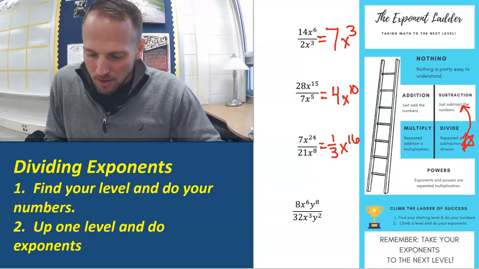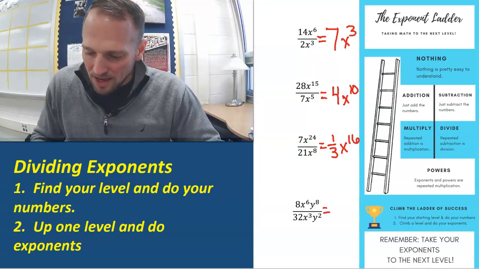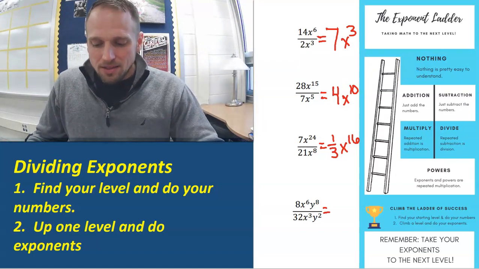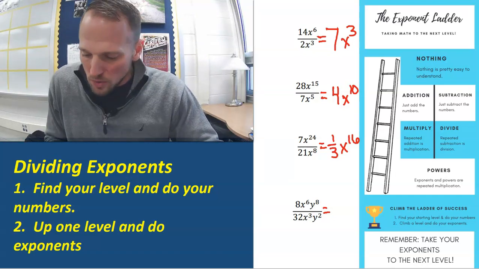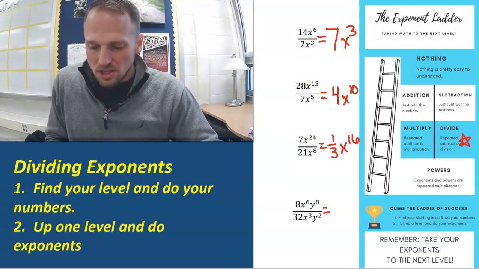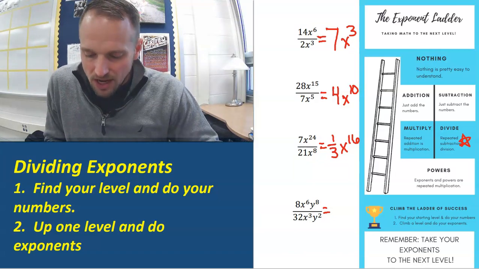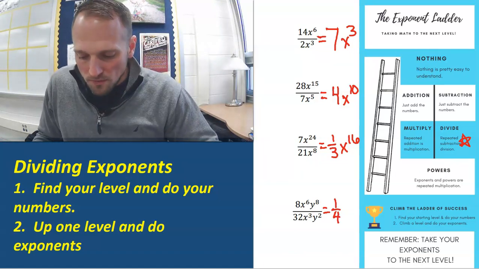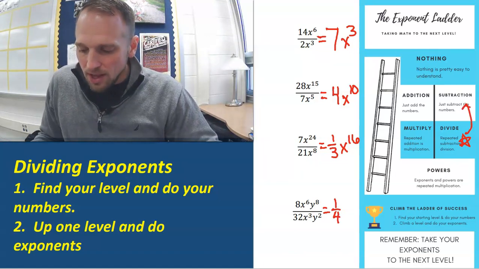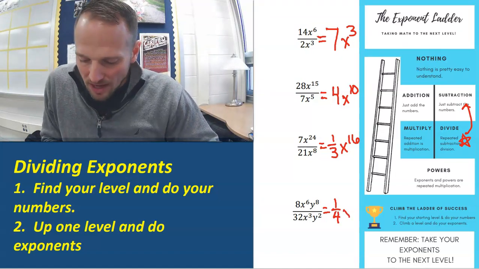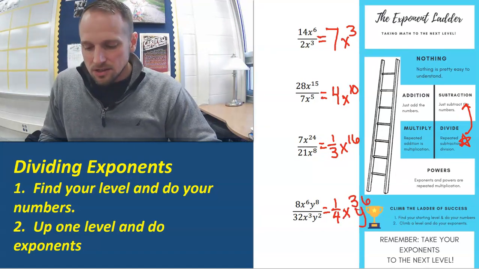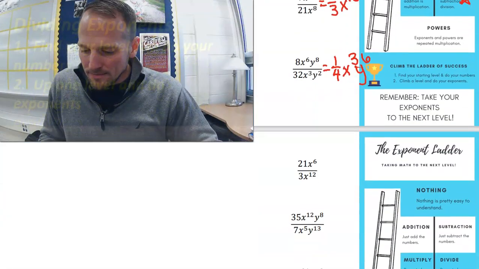All right, let's look at the bottom. So the bottom one, we have x's and y's. No worries, rules are the same. 8x to the 6th, y to the 8th, divided by 32x to the 3rd, y squared. So we're on the division level. So let's do that with the numbers first. 8 over 32, again, that's going to be a fraction. Going to reduce to 1 over 4. Now we need to climb a level and subtract the exponents. So with the x's, 6 minus 3 is going to be x to the 3rd. With the y, 8 minus 2 is going to be y to the 6th. Okay? Not bad. Not bad.